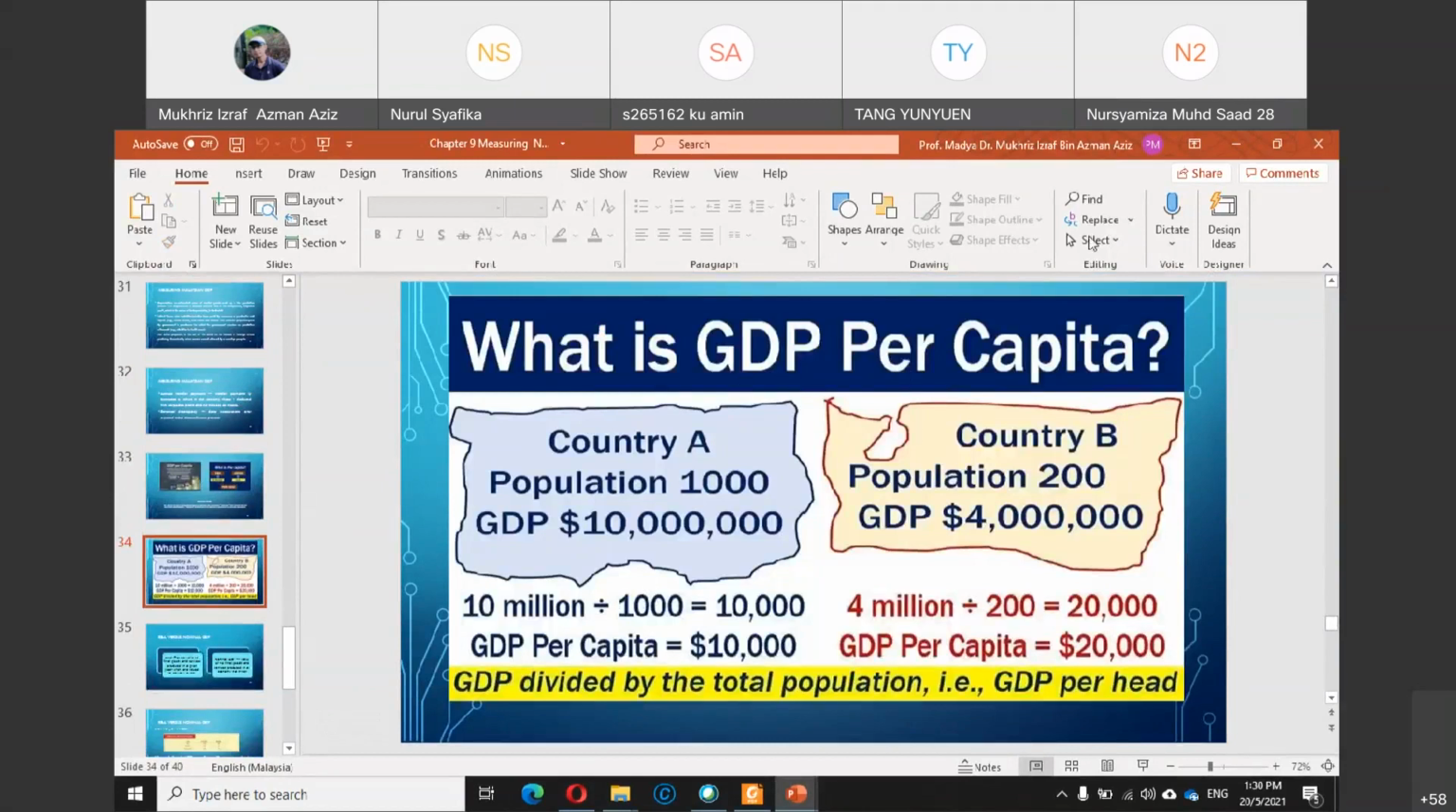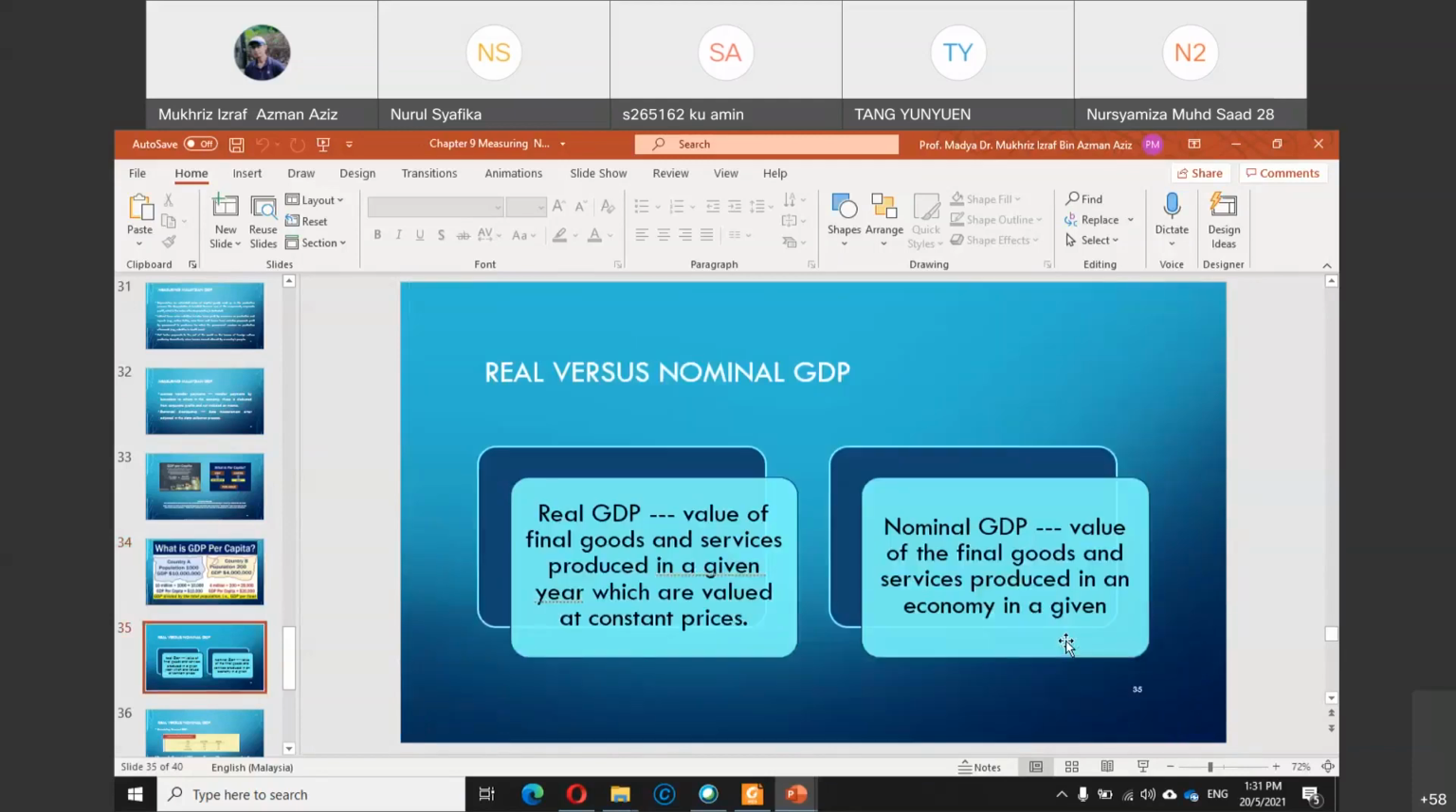GDP per capita, I think I already discussed this. So you can use both slides, because in some of the slides there might be some changes or differences in the way the points are discussed. Per capita means GDP divided by the number of population. I think we discussed this part last Monday also. Real versus nominal: real value is after taking into account inflation.